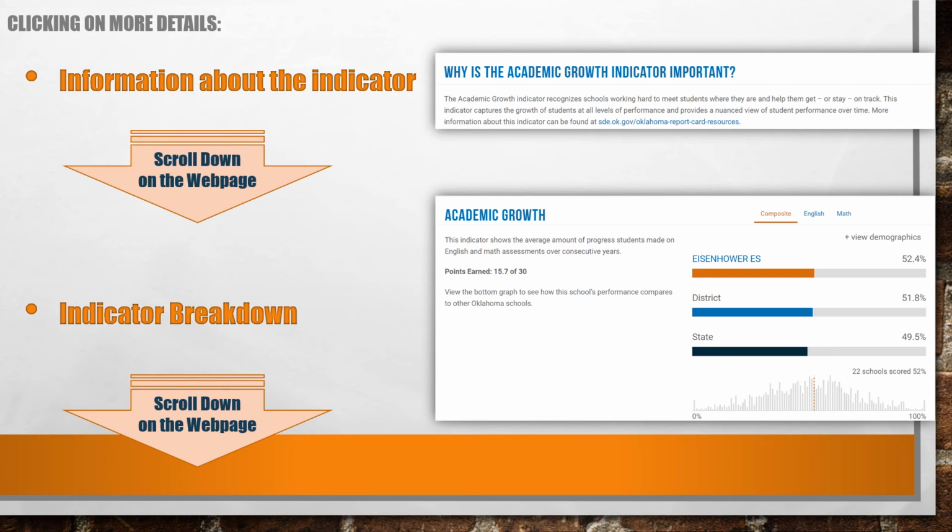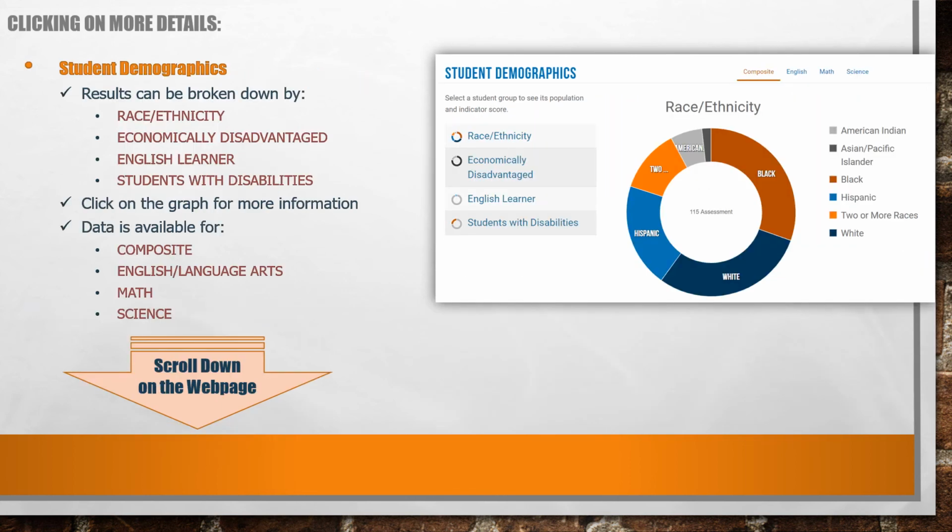As you scroll down the web page, you will also see an indicator breakdown which compares the site, district, and state averages. Data can further be broken down by subject and/or demographic groups. By clicking on the graph, you can compare higher and lower ranked schools in Oklahoma. As you scroll down, you will see information about student demographics.